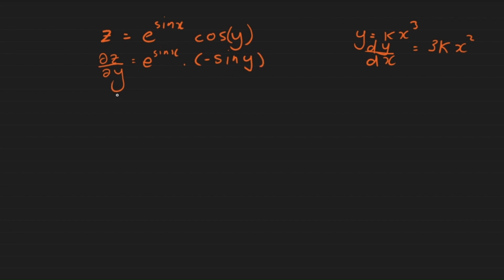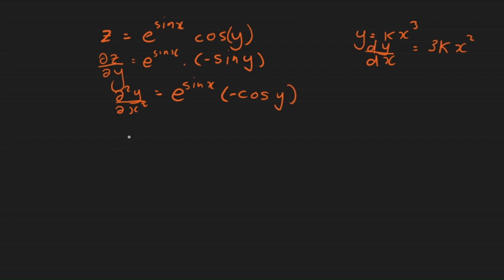Now if we find the second derivative of this, we say ∂²z/∂y². This is equal to, again, this e to the power sine x does not change, it's the constant. And the derivative of sine is cos, and of course there's a minus in front. So that is the second derivative.